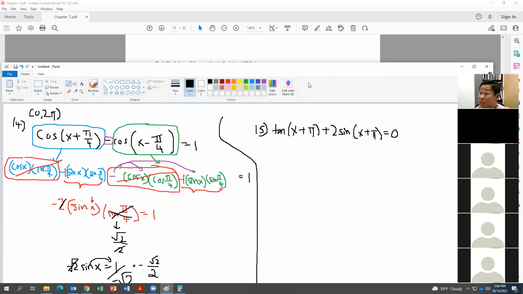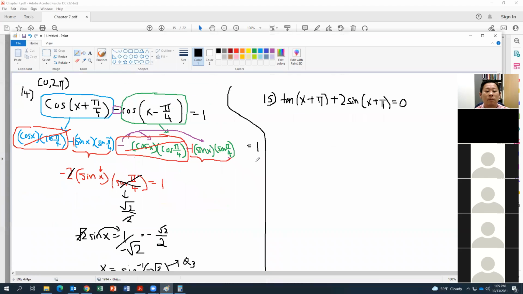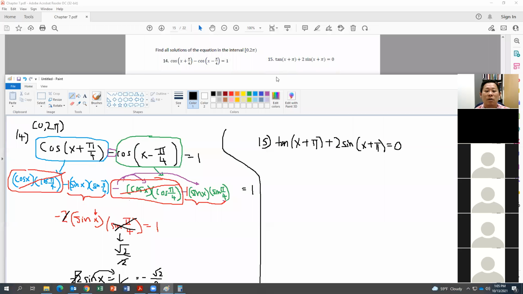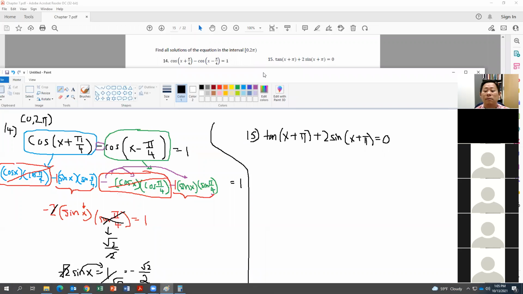So I will put you guys in groups and I will start taking attendance. Copy this down. Again, you are solving this from 0 to 2 pi. It's a long one. Okay, so good time. Last one.